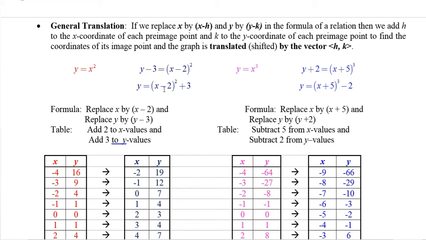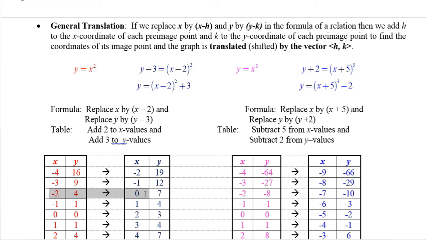You could also solve for y and put it this way. The top version here is probably the best version for seeing how it relates to this. But if you're going to type it in your calculator, of course, you're going to solve for y. So what this is going to do is do both things. It's going to add 2 to x and add 3 to y.